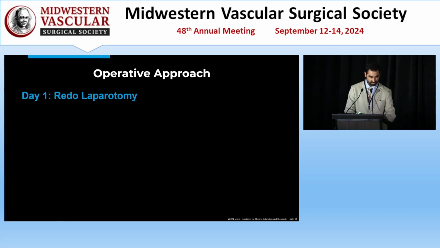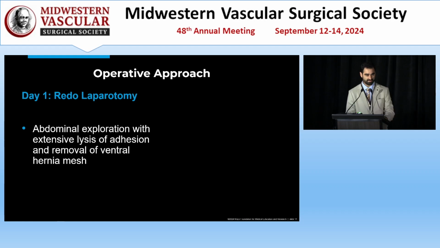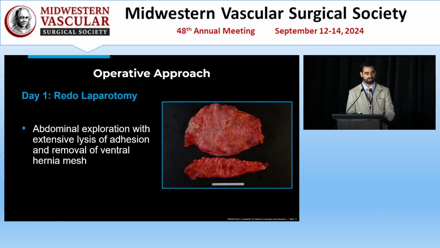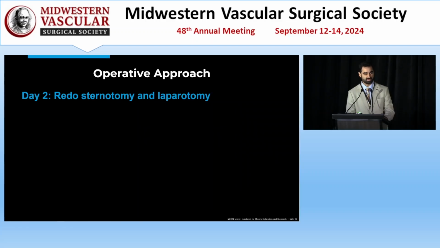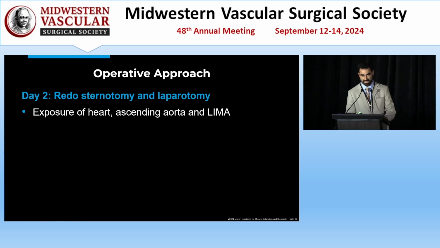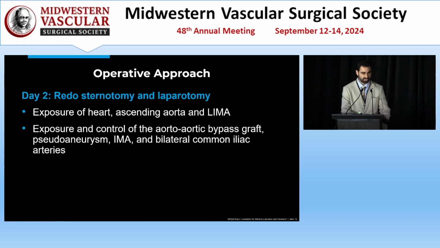Given that the patient had multiple redo-laparotomies in the past and had an open abdomen, we elected for a staged approach, with the first day the patient undergoing a redo-laparotomy with extensive lysis of adhesions and removal of the ventral hernia mesh, as seen in this picture here. She underwent temporary abdominal closure, and then the next day the cardiac team performed a redo sternotomy, and then we opened the abdomen again, exposed and controlled the aortic bypass graft, the pseudoaneurysm, IMA, and the bilateral common iliac arteries.